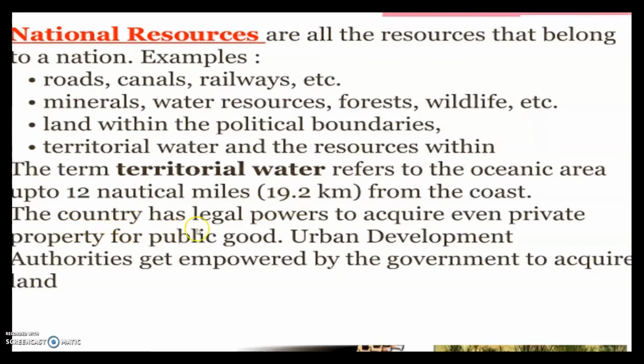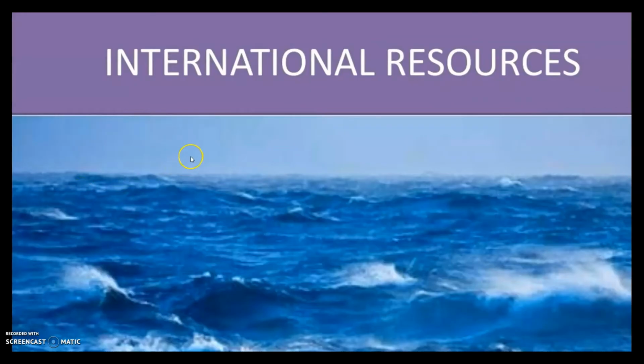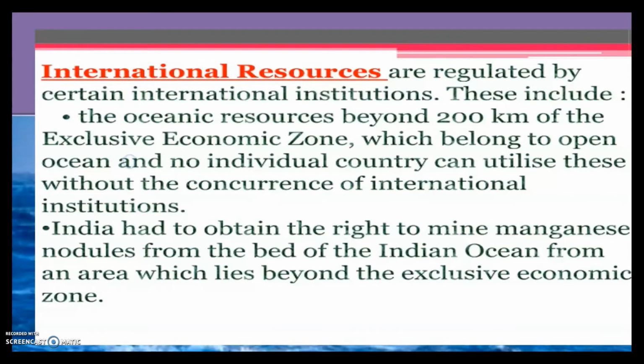The country has legal powers to acquire even private property for public good. Urban development authorities are empowered by the government to acquire land. So these are the examples of national resources, that means the resources which belong to a nation. Then the next one, international resources. Very important: international resources are regulated by certain international institutions.